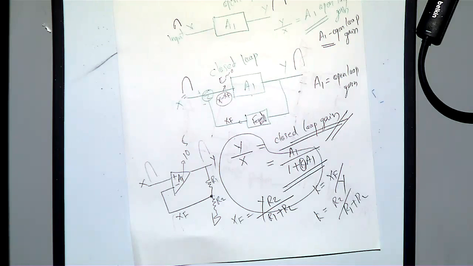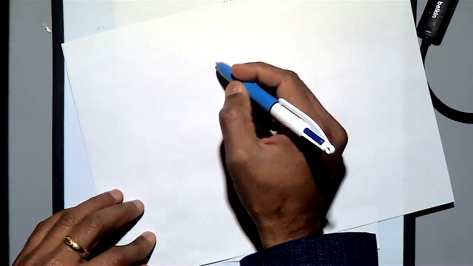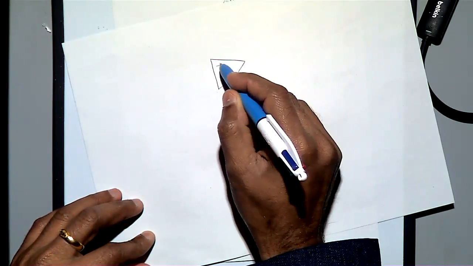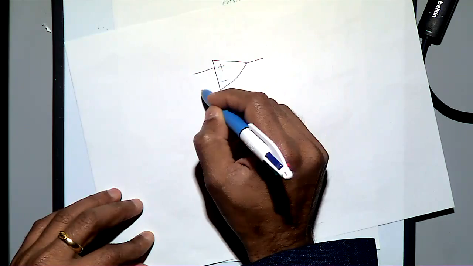So virtual ground means you will hear this when people are designing operational amplifiers. You may see this is an operational amplifier, and you will have this operational amplifier. That is, this is in the open loop.